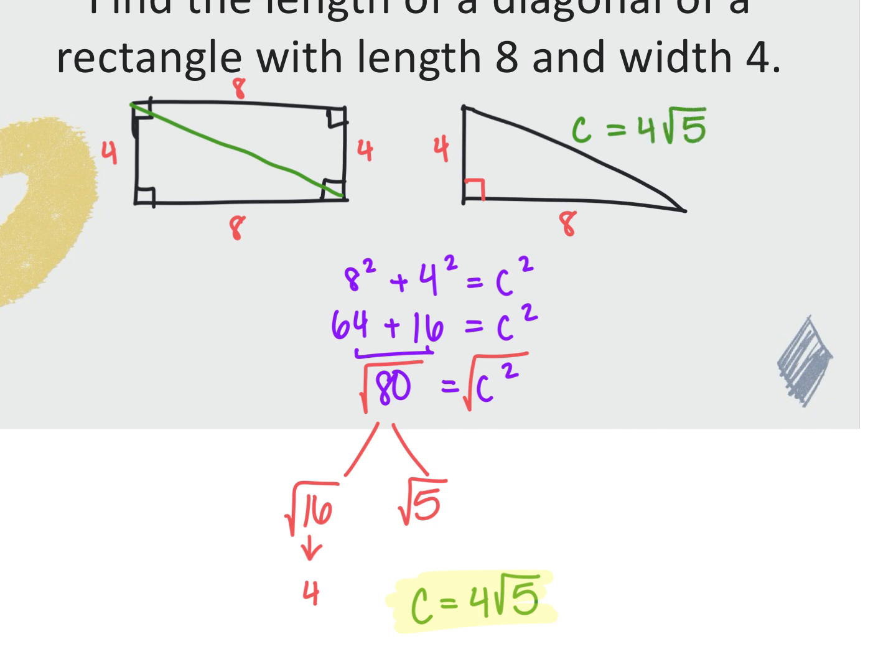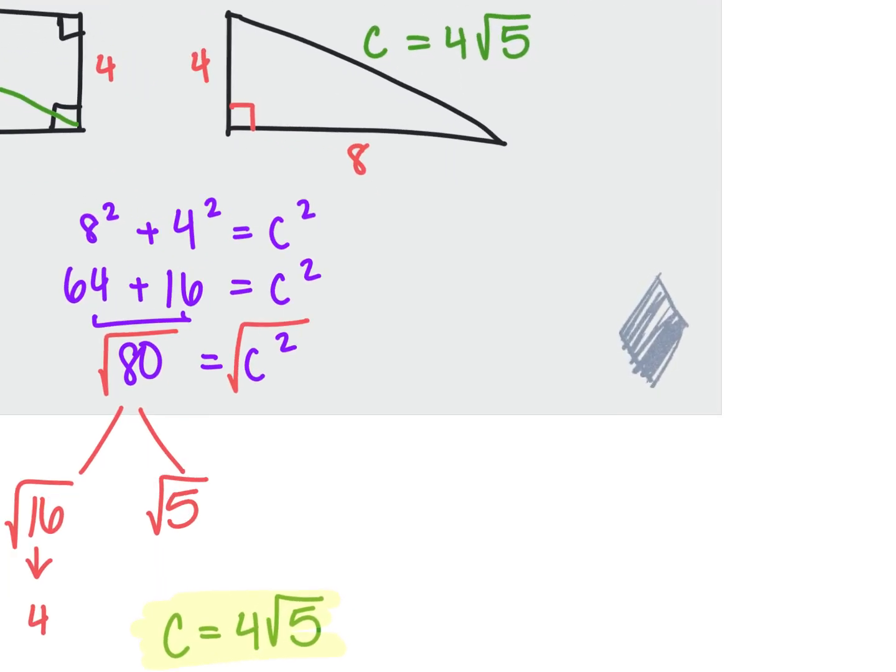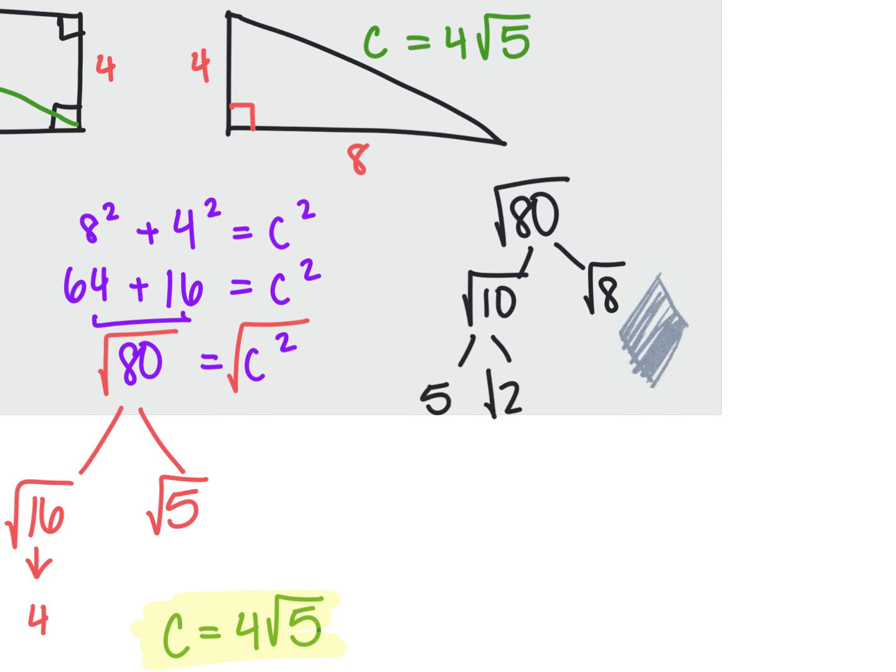Yes? How would you have done it if you divided the 80 into 10 and 8? Okay, so she asked, what happens if for 80 I were to use 10 and 8? So I'm going to go ahead and show you. Let's try that one out. Okay, I'm going to break it up into 10 and 8. None of these are perfect roots. Can I continue evaluating it? Yes. 5, I can do 5 and 2.